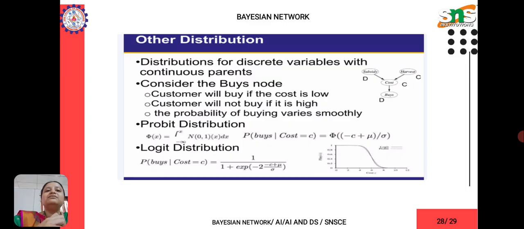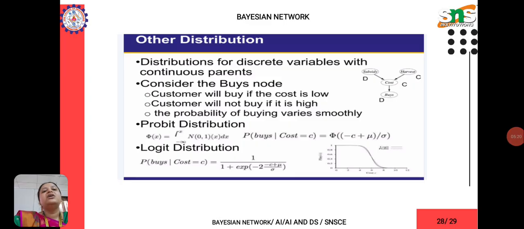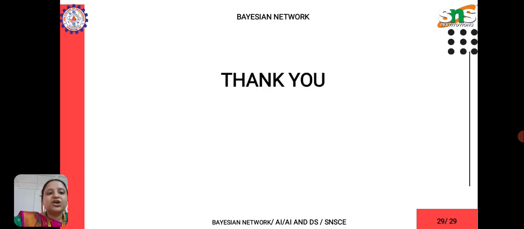What are the other distributions? Distributions for discrete variables with continuous parents. Consider the Bayes node: the customer will buy if the cost is low, and will not buy if it is high. The next two things correlated with the Gaussian distribution are the probit distribution and the logit distribution. These are also basic mathematical formulas involved in it. So this is all about Bayesian networks and the process involved in it.